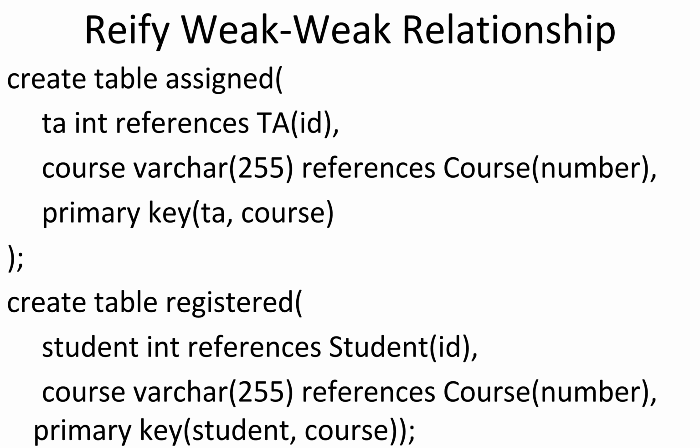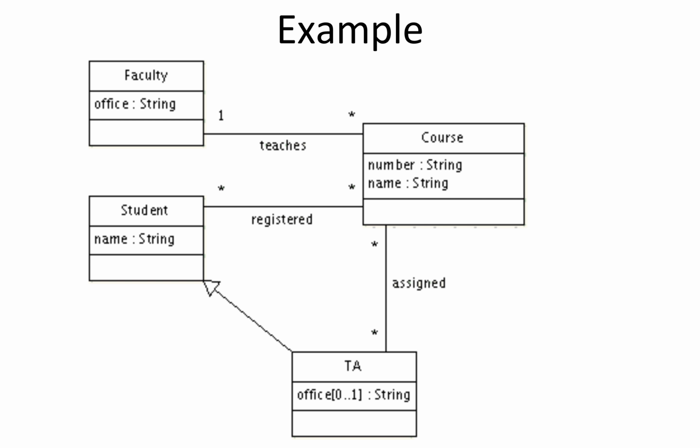Okay? Assigned and register. Notice that these relationships of registered and assigned, notice that they're many-to-many. Right? The only way to represent that in a relational schema is to reify this, right? And the way we reify it is that we convert the association, right, with a table, with a mapping table that has foreign keys to each one of the other two.